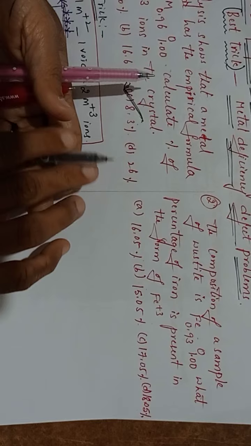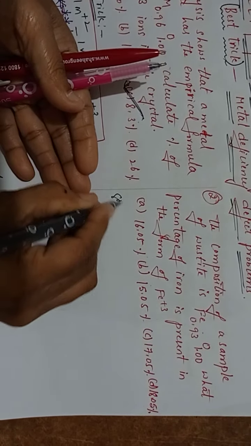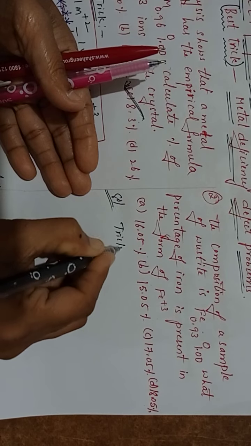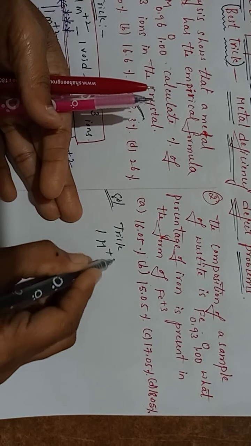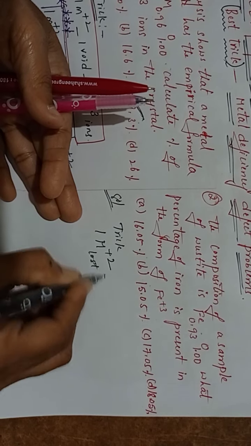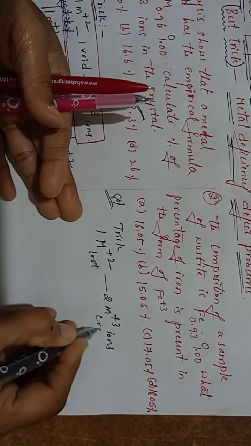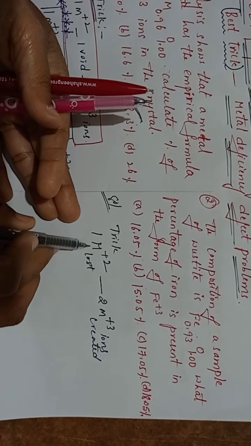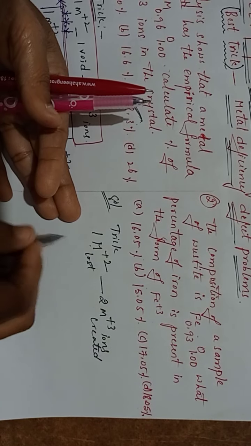Here again the same trick, students. What is the best trick, students? Here what you have to follow? Trick: Fe+2 ion. Actually what I told you, 1 M+2 lost, how many creating? 2 M+3 ions are created. Correct? So that's why in the place of metal ion, what you have to take? Iron. Fe+2, Fe+3 you have to take.